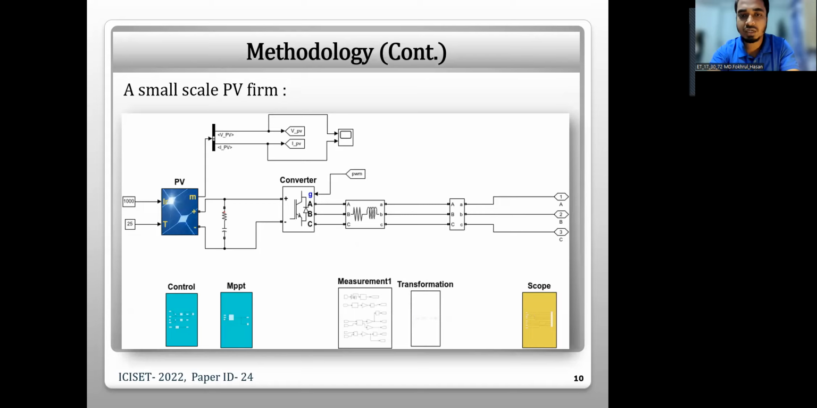This slide shows our designed PV system. In the PV array, we have taken 11 parallel strings and 21 series connected modules per string. Here, we used an inverter which converts DC voltage into AC. We have used a maximum power point tracker, which is a modified P and O algorithm, to track the maximum power of the system. To maintain the quality of AC voltage, we applied the control.